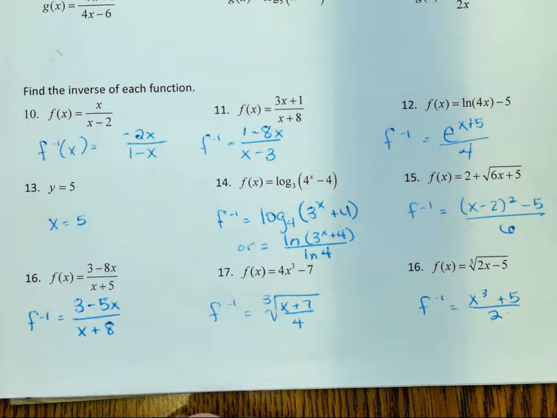All right, and then looking down at the bottom, for some of y'all's inverses. So 10 was negative 2x over 1 minus x. You could have said 2x over x minus 1. 11 is 1 minus 8x over x minus 3. You could have done 8x minus 1 over negative x plus 3. 12 was e to the x plus 5 all over 4. 13, the hardest one on the page, x equals 5. Because when you switch x and y, that's all you get.